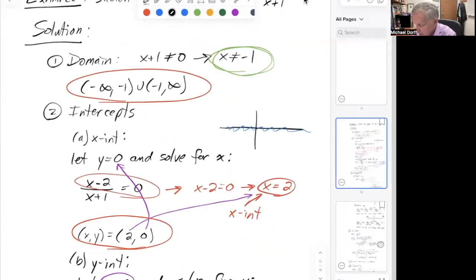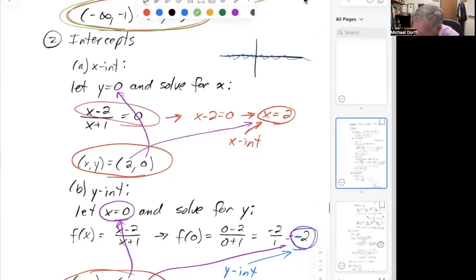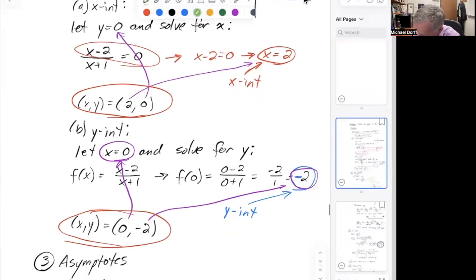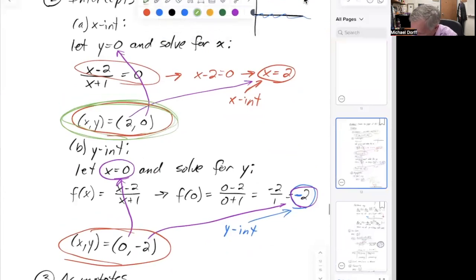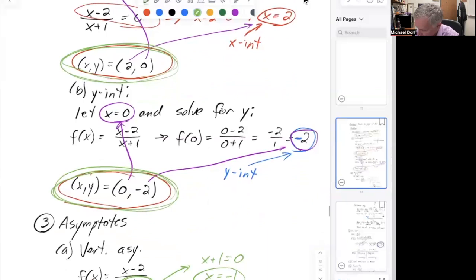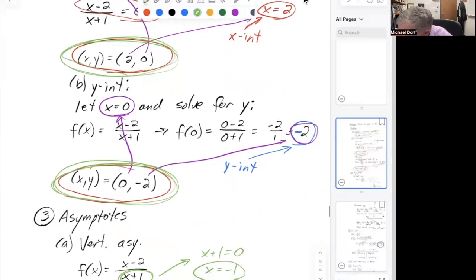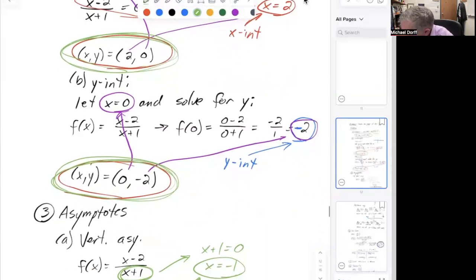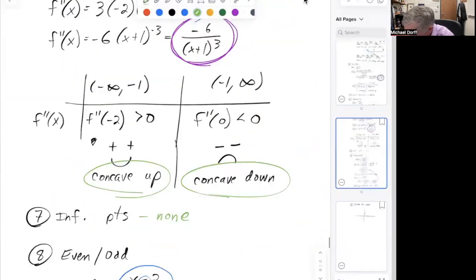So the domain here, I'll draw this in green, we have the domain is there. What's important now are these x and y intercepts. Remember how we figured these points, x, y was 2, 0. So the x-intercept is x equals 2, and that gave us the point 2, 0. And then the y-intercept was -2, that gave us the point 0, -2. So let's put those into our graph here.